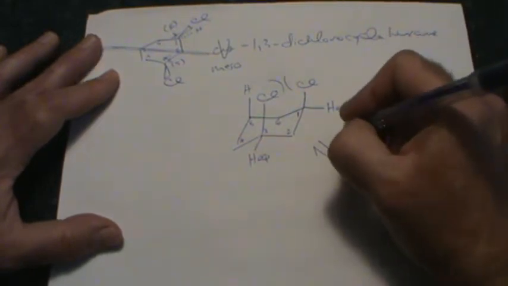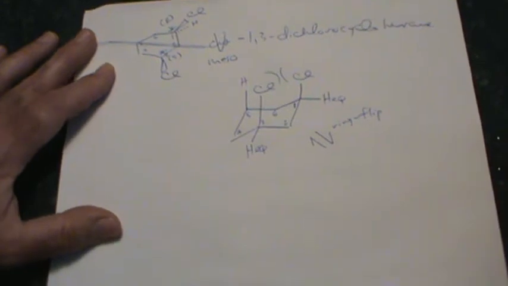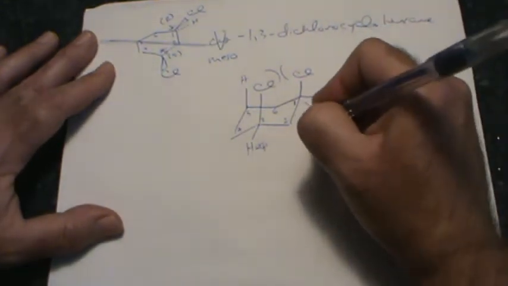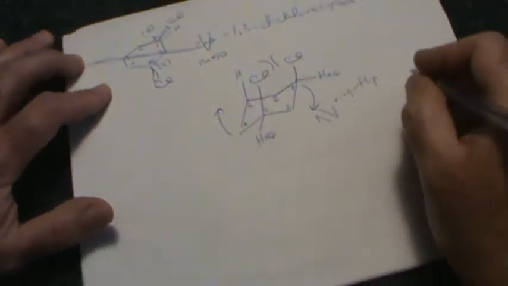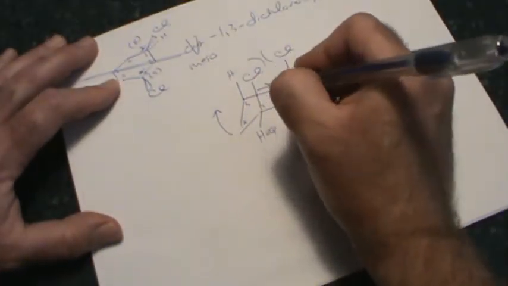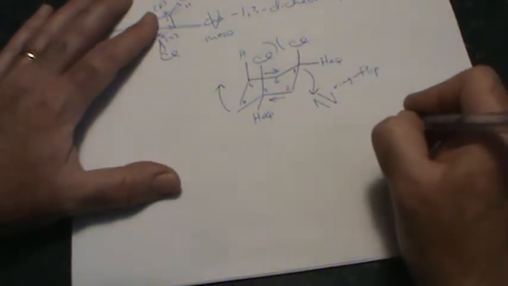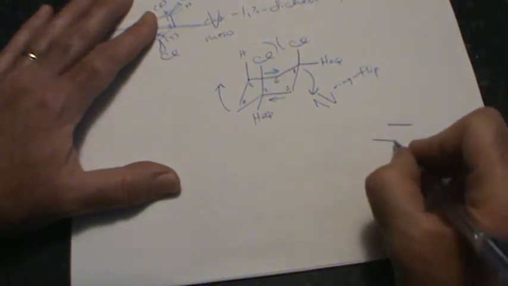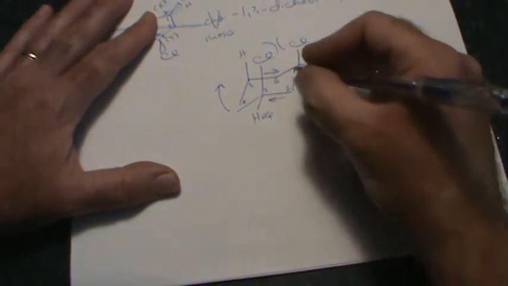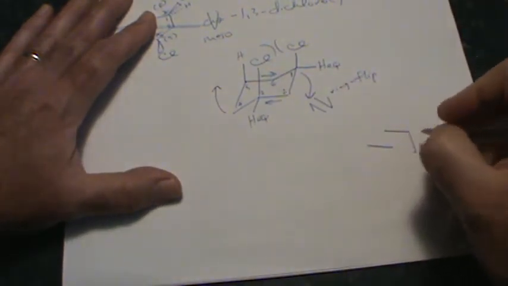Well, we know that we can ring flip, and when we do that, we're going to drag that nose-up carbon down and push that nose-down carbon up. Carbons 5, 6 and 2, 3 are going to slide past each other. So let me go ahead and do that. There I've slid 5, 6 over and 2, 3 over in this direction. This nose-up carbon is coming down. So for example, right there.